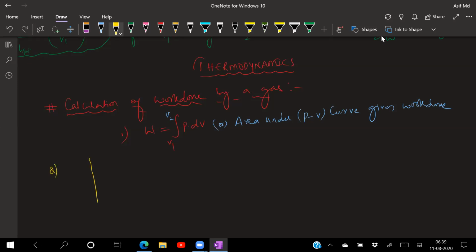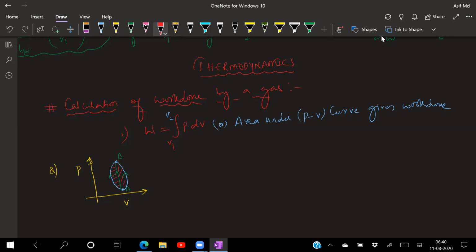If I'm giving you a graph like this, this is your pressure and this is your volume. I'm going from here to here in this way, and from here to here like this. There are two different ways, and in the middle there is one more way. So there are three different ways by which I'm going from A to B.